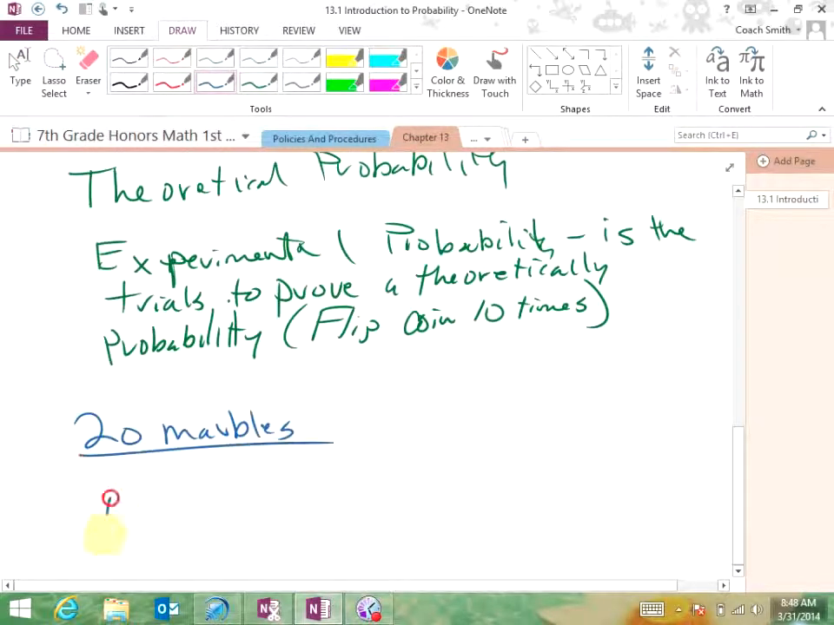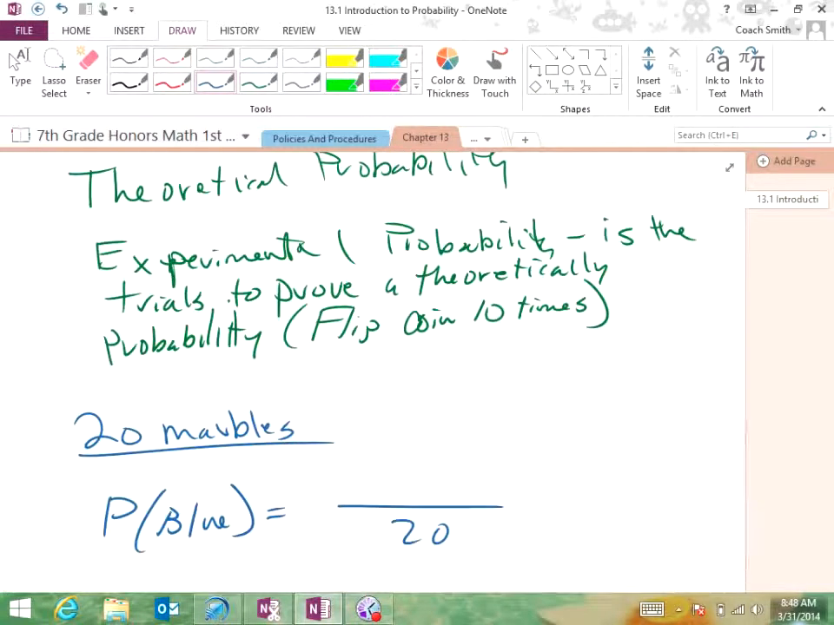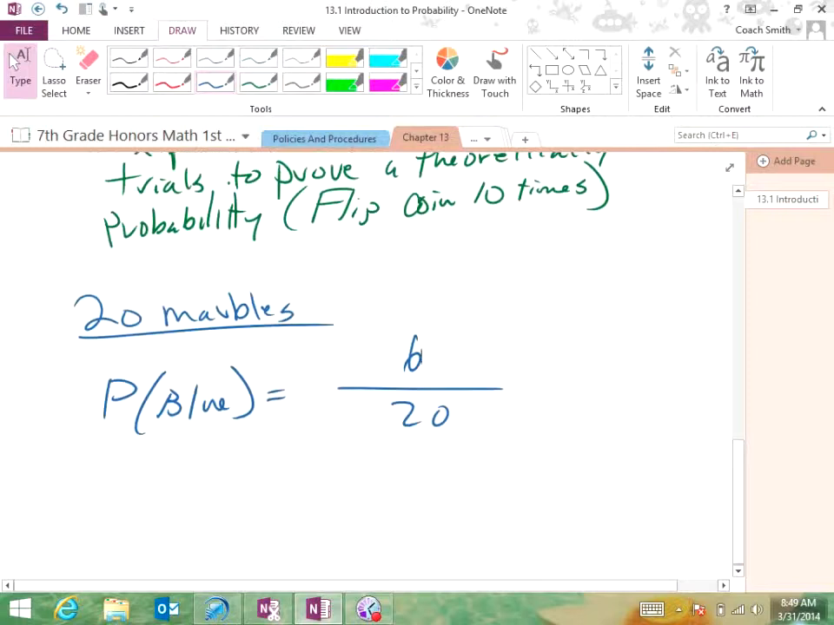Okay, so they want to know the probability that you're going to choose a blue one. Well, we already know that the bottom number should be 20 because there's 20 total marbles. Now we need to know how many blue ones there are. 6 blue ones. All right, so there's 6 blue ones, so I put that number on top. Now, I need to reduce that. 3 over what? 3 over 10. So the probability that it's blue is equal to 3 over 10.